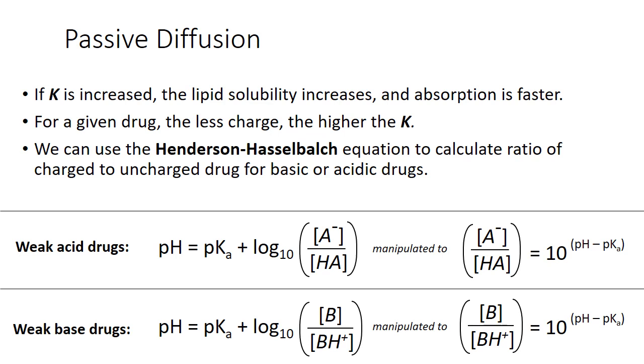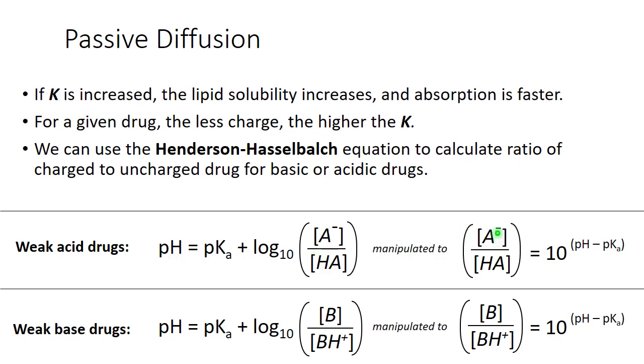We could use the Henderson-Hasselbalch equation to calculate the ratio of charged to uncharged drug for basic or acidic drugs. I will ask you to use this equation. I'll give it to you, but I'll ask you to use it. For weak acid drugs, the pH equals the pKa plus log base 10 of the ratio of A negative to HA, so that's deprotonated to protonated. If this were a carboxylic acid, it'd be the COO negative to COOH ratio. But that would be calculating the pH, which we're not doing. You'll be given the pH, you'll be calculating the ratio.